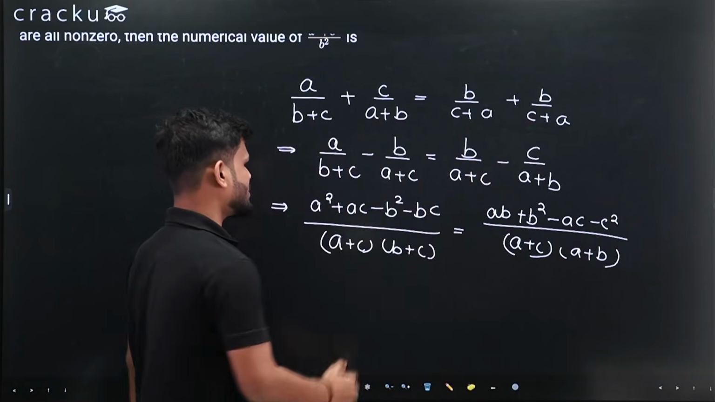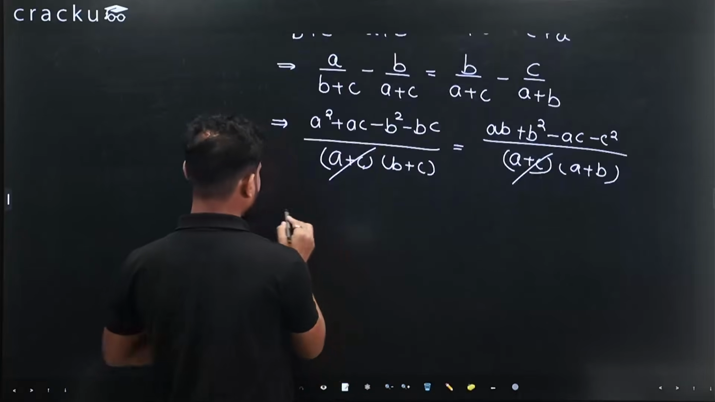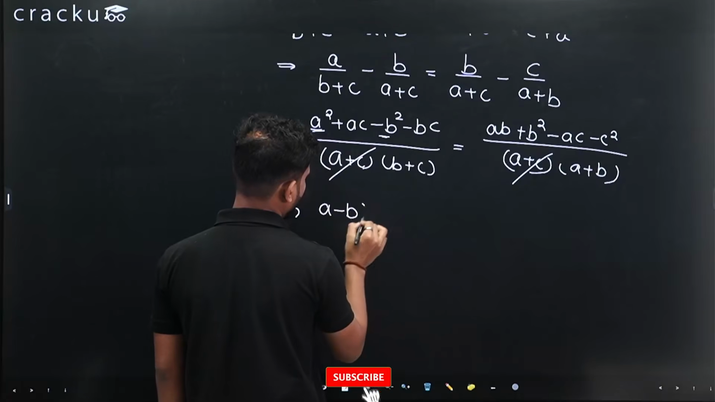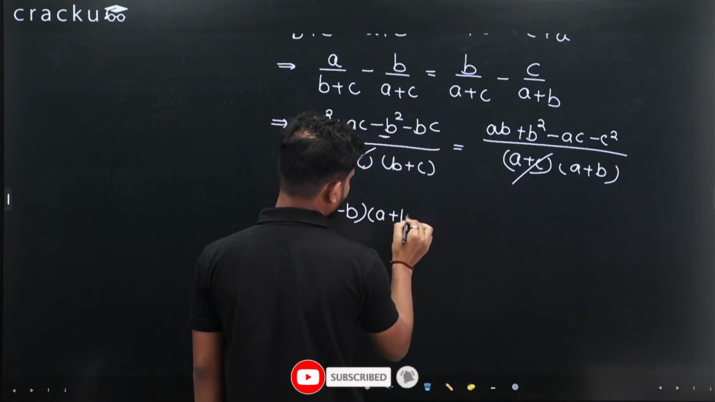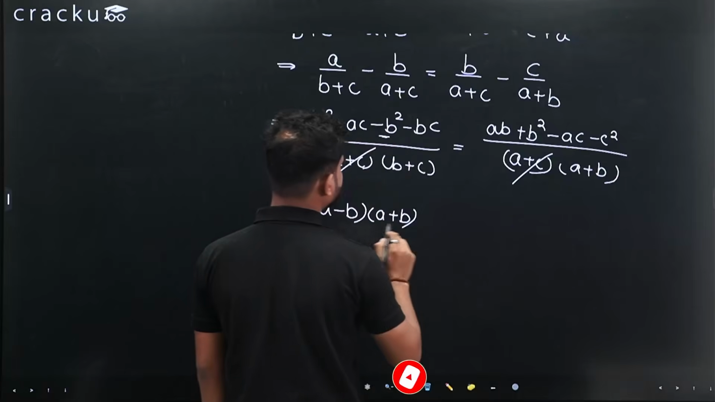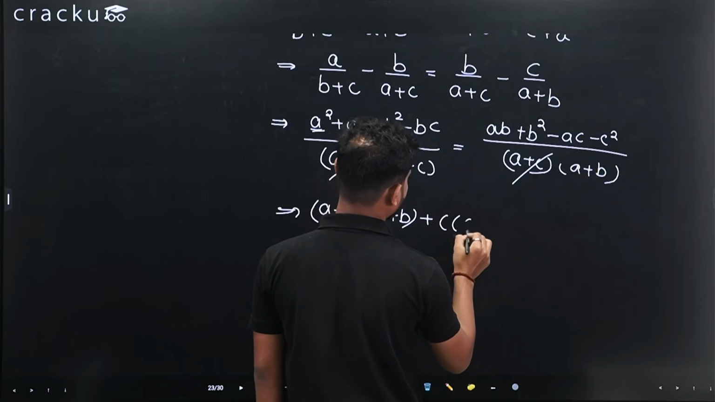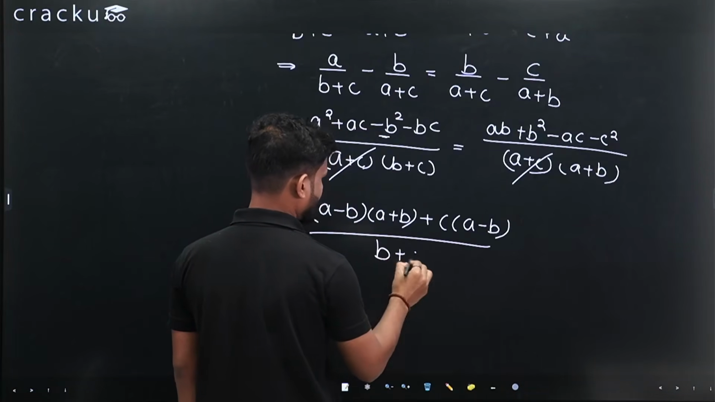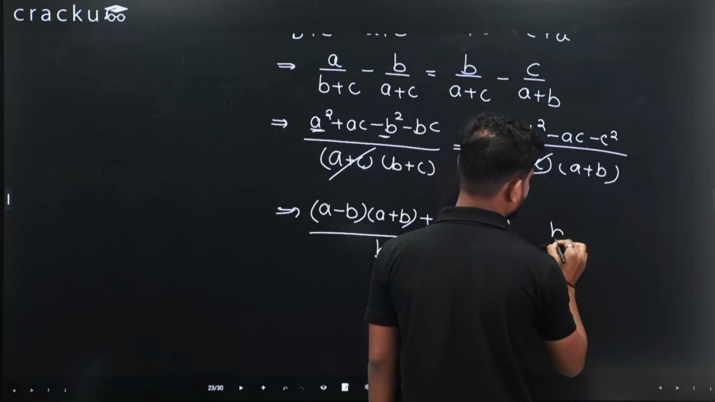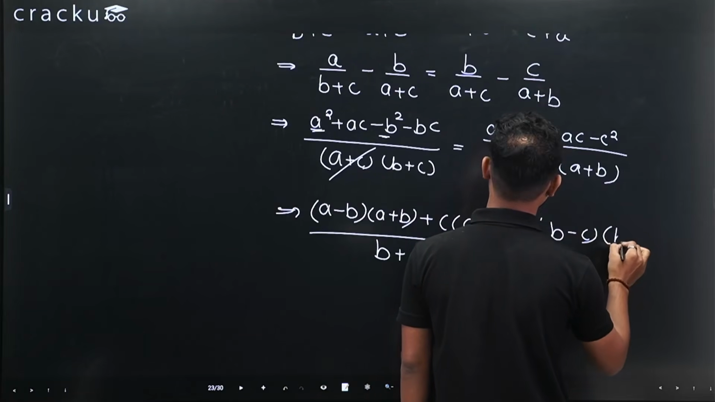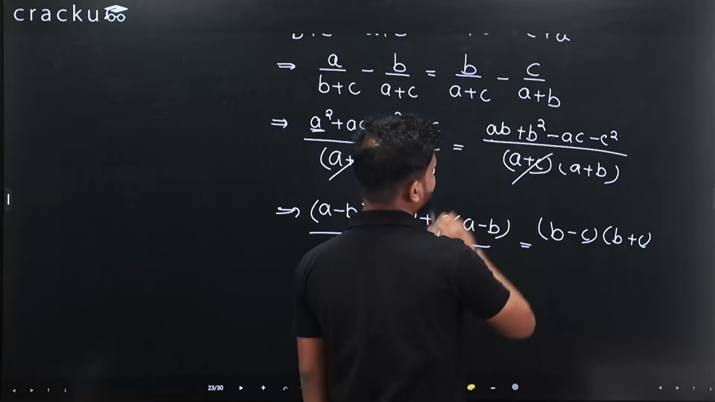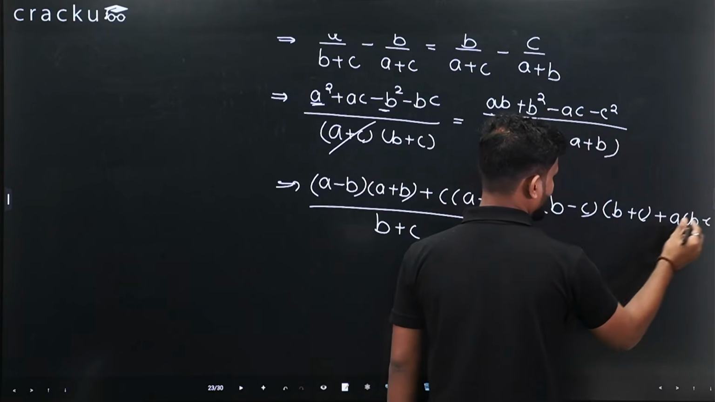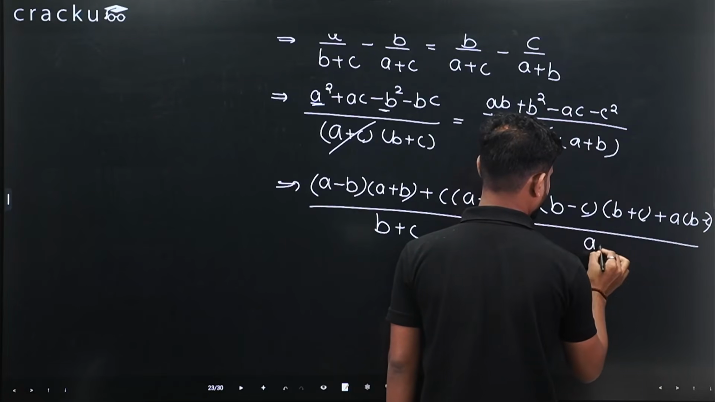As A plus C is non-zero, this will get cancelled. From here what I can say? A square minus B square, which is A minus B into A plus B. Right? AC minus BC, which is nothing but if you take C common, it will be A minus B upon B plus C is equal to B square minus C square, which is nothing but B minus C into B plus C. AB minus AC, if you take A common, it will be A into B minus C upon A plus B.